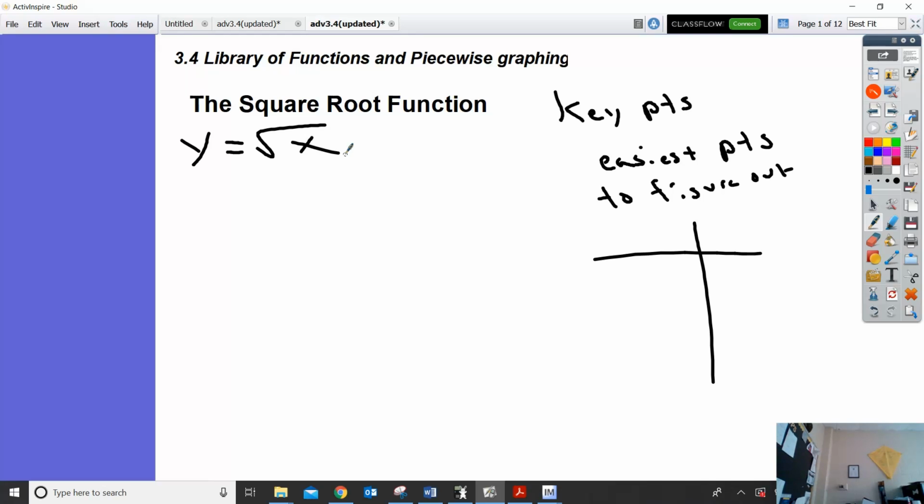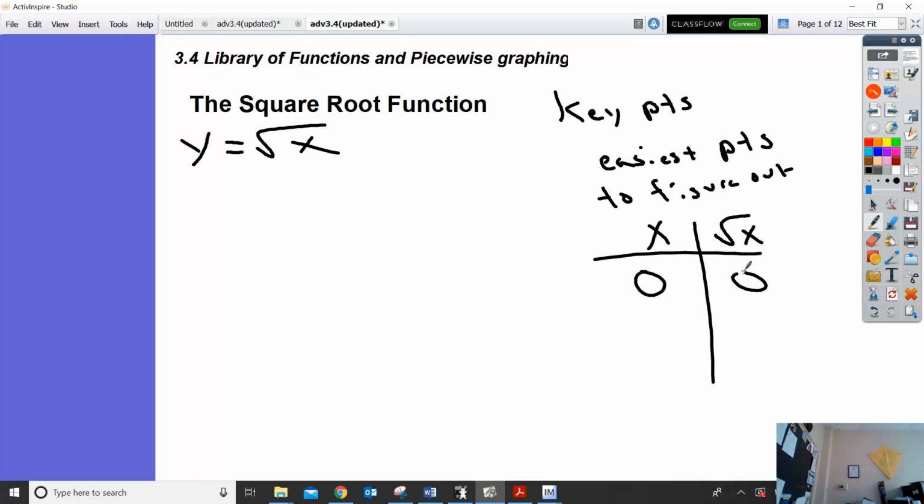What's the smallest thing you can take the square root of? No, it is not 1. It's not 4. It's 0. It's the easiest root to figure out. X is 0. The root of x is 0.